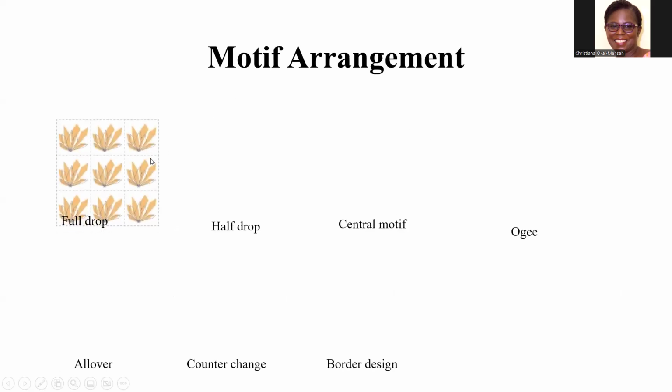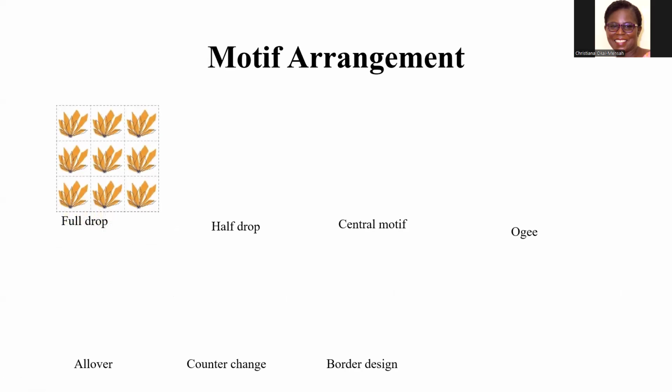So the full drop. For the full drop design, most of the times you use boxes to guide you. It's a principle that will guide you on how to organize your motif. So you put in these small boxes. Then with your design, you put them inside the boxes. This one is full drop. It has dropped fully inside the small box.